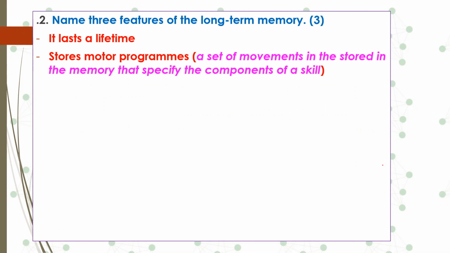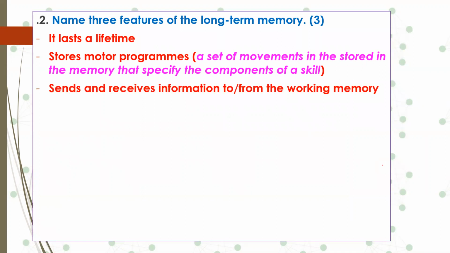Motor program, as it says here, is a set of movements that's stored in the memory that specify components of a skill. So you've got lots of different elements of a technique, subroutines, if you like, and the motor program is essentially the overall picture that's stored in the long-term memory. And the better performer you are, and the more experienced you are, the clearer and more useful that motor program is going to be.